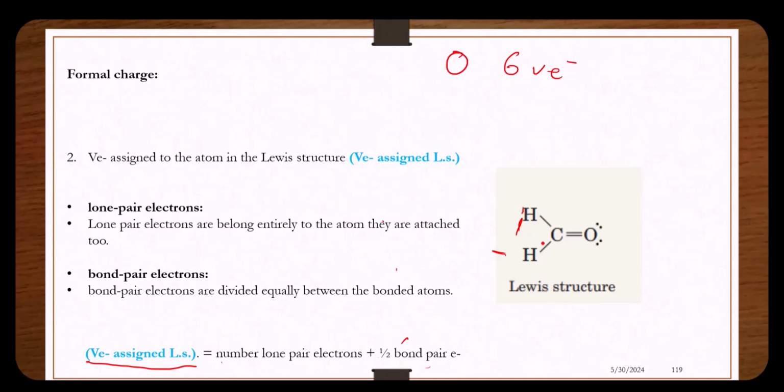Let's look at carbon. Carbon has 4 bonds, and each bond has 2 valence electrons in it, so that would be 8 valence electrons, and we would only get half of those. So that would give us 4 valence electrons. There are no lone pair electrons, so carbon would have 4 valence electrons. Looking at hydrogen, it has no lone pair electrons, and it has 1 bond, and each bond has 2 valence electrons, and we divide that by 2, which would give us 1, so each hydrogen has 1 valence electron.